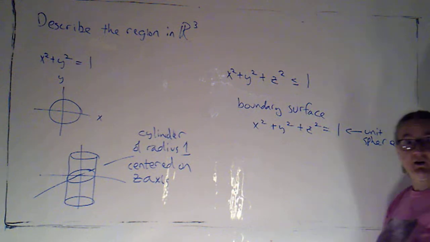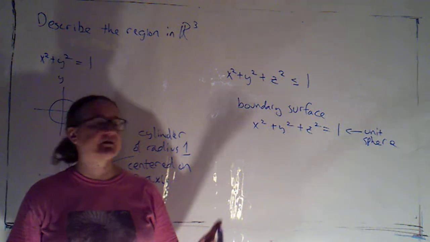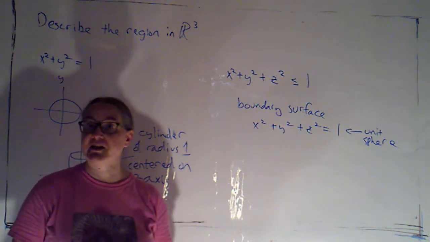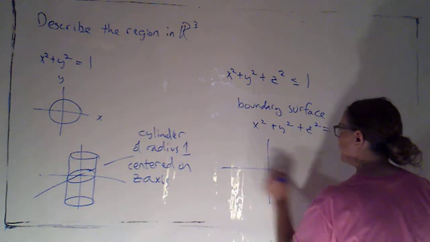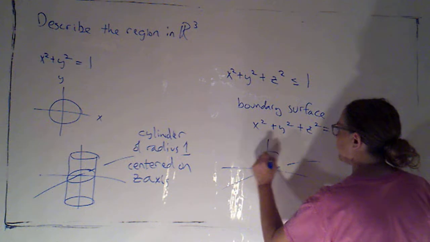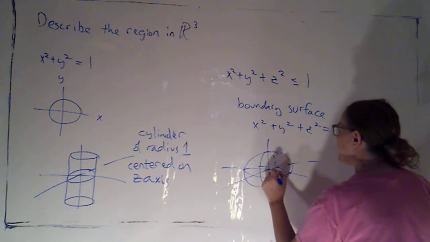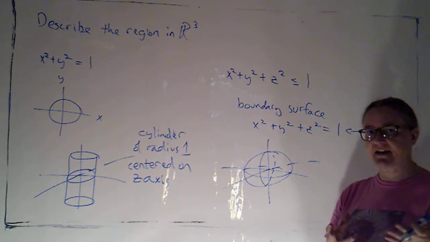The unit sphere, I should mention this, is the sphere of radius 1 centered at the origin, just like the unit circle is the circle of radius 1 centered at the origin in 2 space. Okay. So that's my boundary surface. Now in 2 space, if I want the boundary to be included, I draw it with solid lines, and if I want it not to be included, I draw dashed lines.